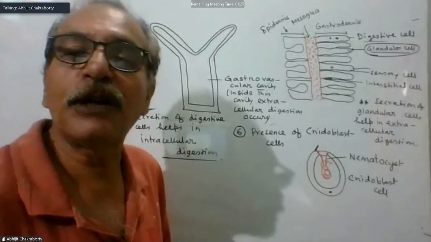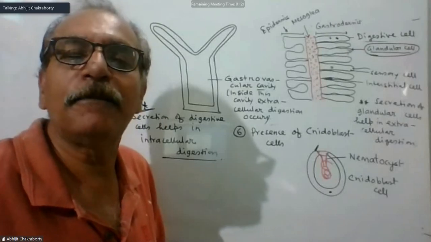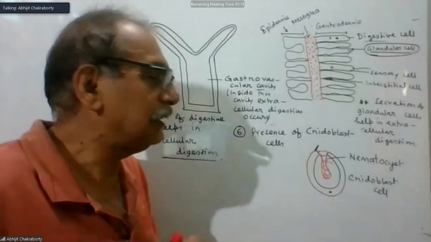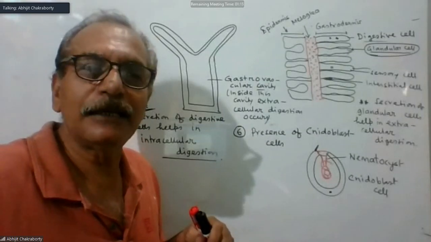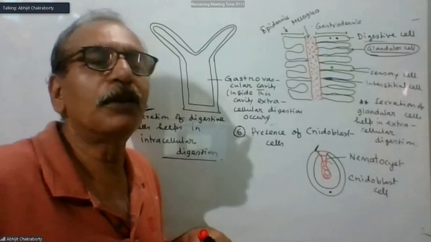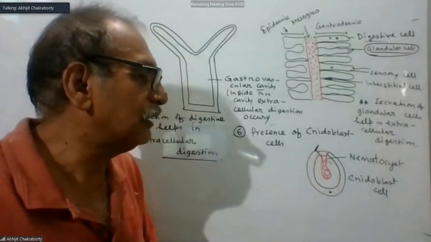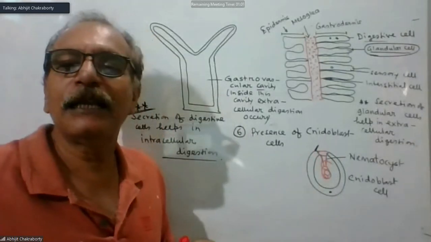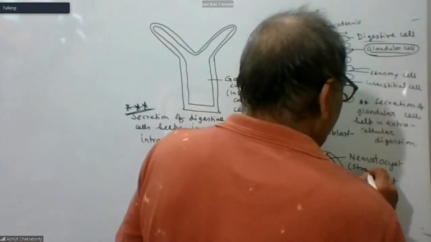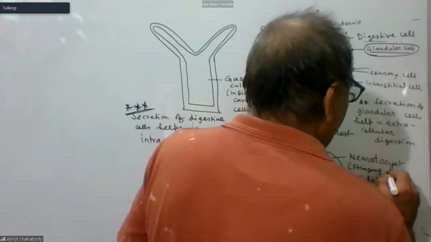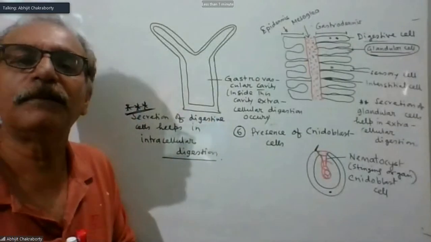This nematocyst is thrown away by the animal to be protected from enemies and also for capturing prey. It is thrown away whenever the animal is in danger, and again for collection of prey or food. So this is the nematocyst. The cell is called pneumoblast cell, and the stinging organ found inside the pneumoblast cell is called nematocyst.